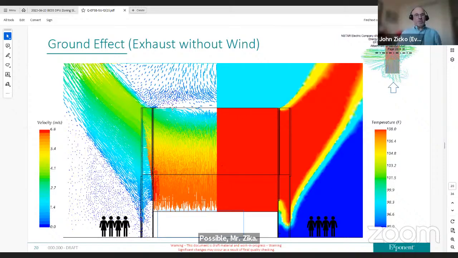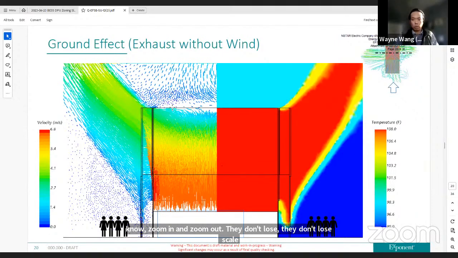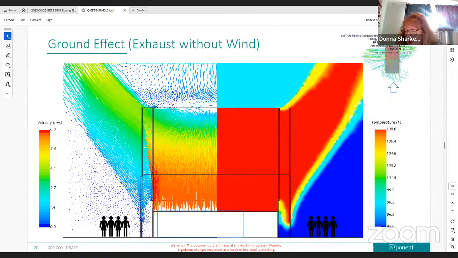I can't speak for Exponent. We'll go back and ask them. I am speculating that they'll be able to do it, and it would probably be best served if we were to have them provide a scale bar so that as people zoom in and zoom out, they don't lose scale. I think that's a good idea, Mr. Zico. Thank you. So that would be record request EFSB 32.